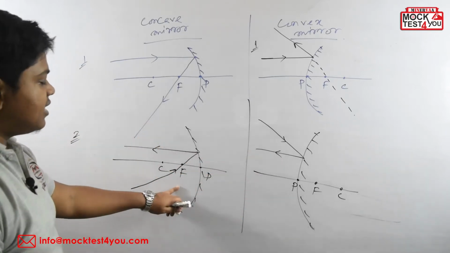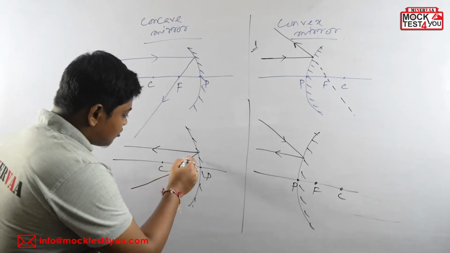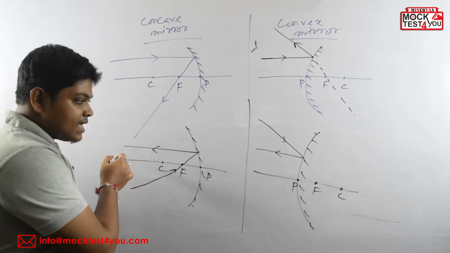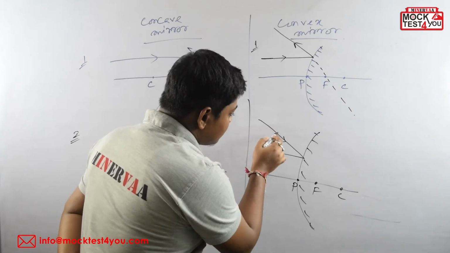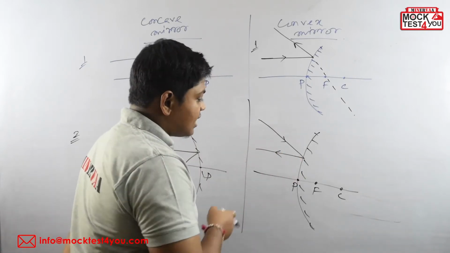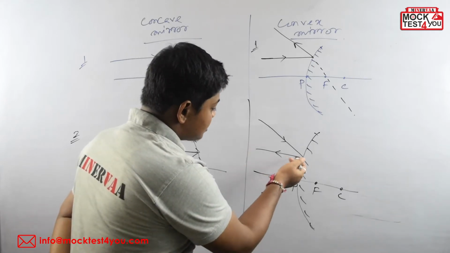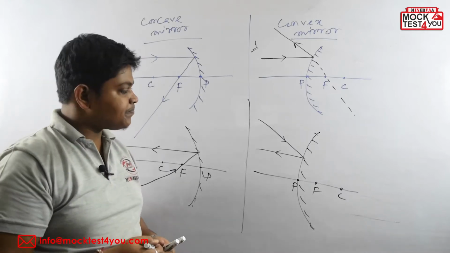So in the case of concave mirror, what I have seen is that if a light ray passes through the focus, then after reflection it will go parallel to the principal axis. And in the case of convex mirror, if a light ray is coming towards the reflecting surface, then after the reflection it will pass parallel to the principal axis.